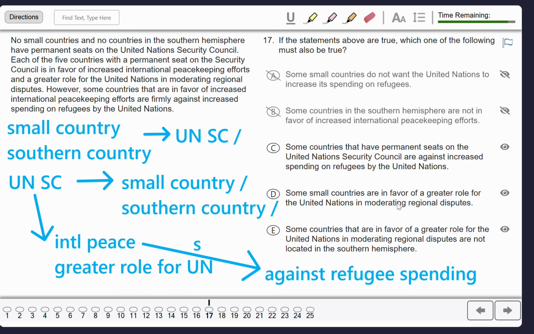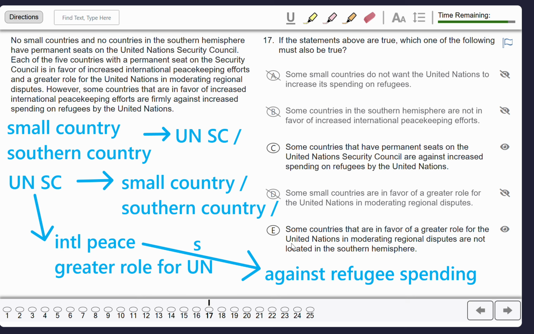Some small countries are in favor of a greater role for the UN in moderating regional disputes. Okay, same thing as A and B. What can I say about small countries? Just that if I am a small country, I am not a permanent member of the UN Security Council. We don't know there's any connection to moderating regional disputes. All we know is that they're not members of the UN Security Council. Okay, we can cross that off then. Doesn't have to be true.